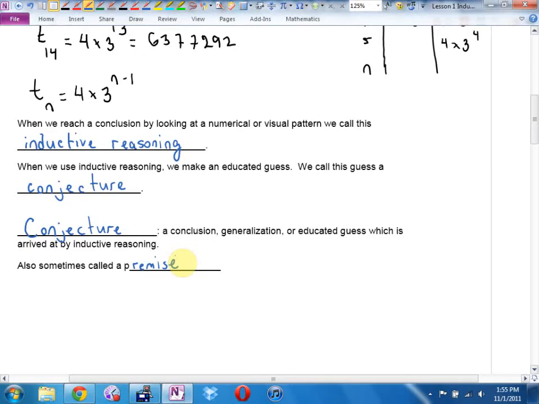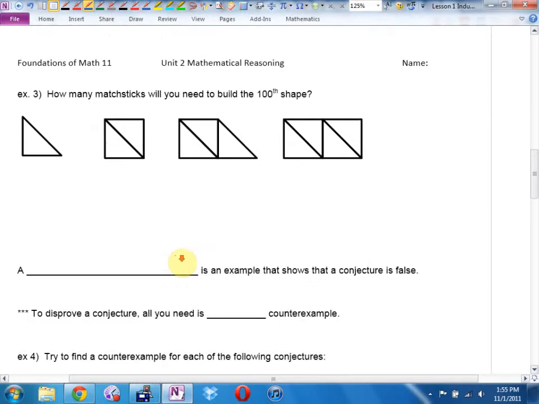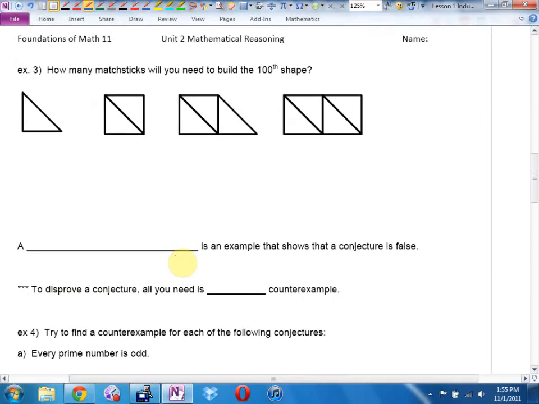So, example three. How many matchsticks will you need to build the 100th shape? How would I try and use inductive reasoning to come up with a conjecture that will let me state how many matchsticks I'll need without having to build 100 of these shapes? Any suggestions? Shay, what about 100? Oh, you think I need 100 matchsticks?